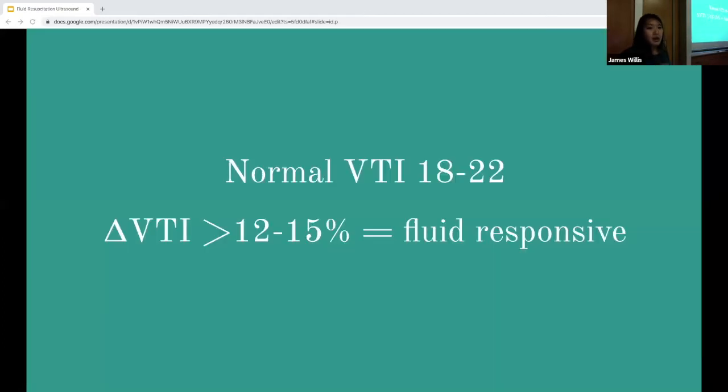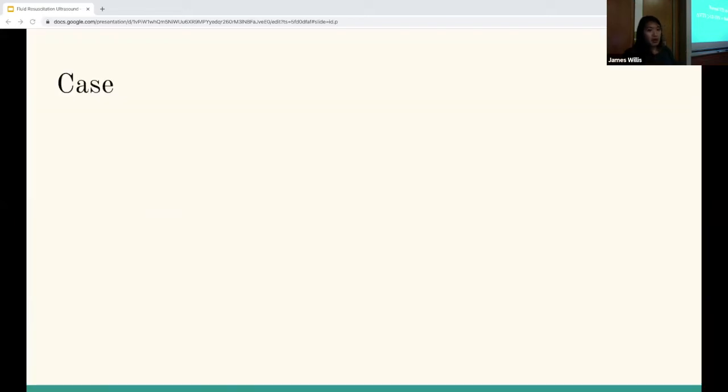All right, some more numbers I'm going to throw at you. The normal VTI is 18 to 22 in a single measurement, but we don't really care about what a single measurement is. We care about the delta measurement, the change before and after your intervention. And the change that you're looking for is a 12 to 15% change or greater. That's going to show you that you're fluid responsive.